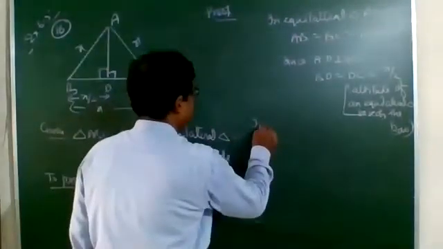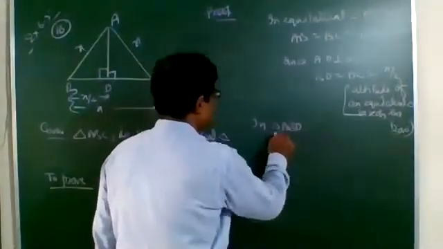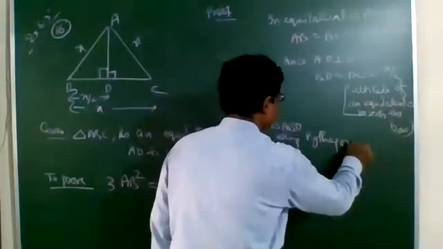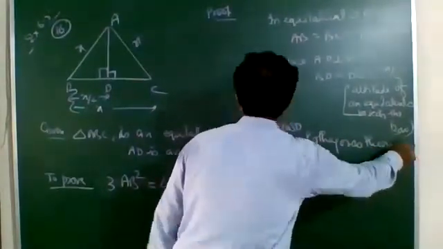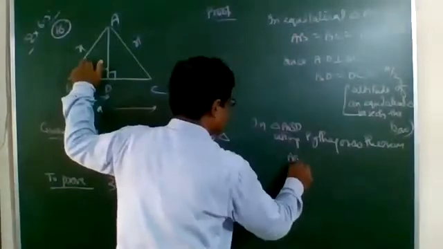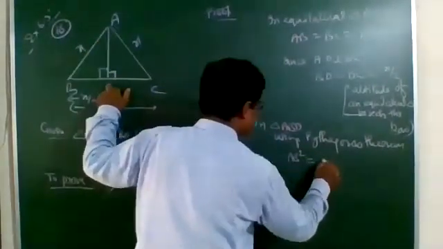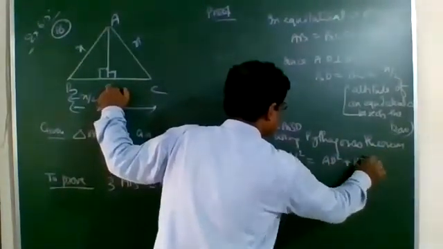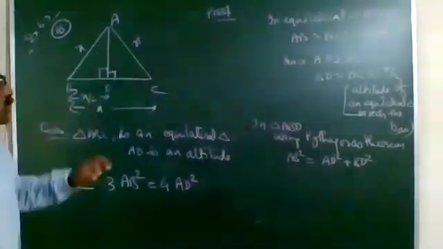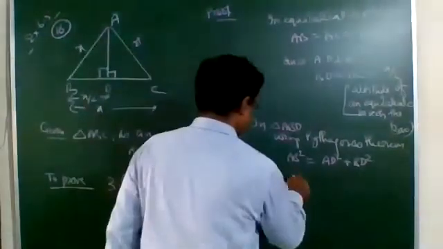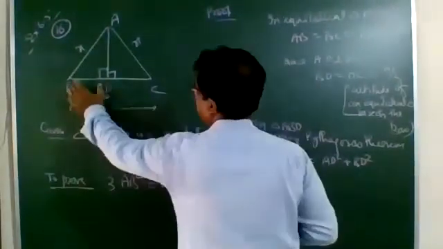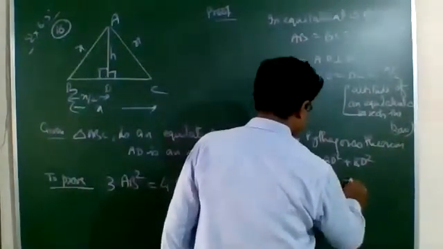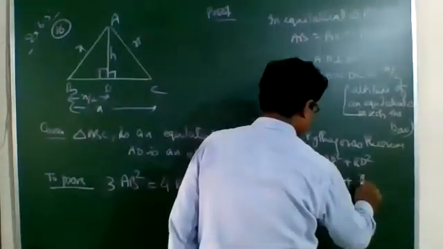Now we choose the triangle ABD and use Pythagoras theorem. Square of hypotenuse, that is AB square, equals AD square plus BD square. Put the values. AB we have considered as x. AD we have not considered, so we consider that as h. And BD is x by 2.